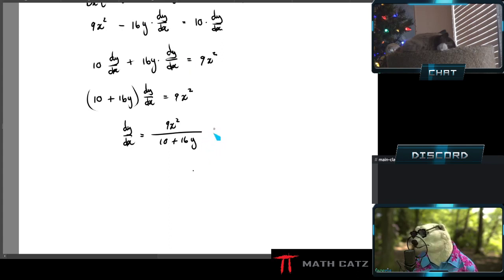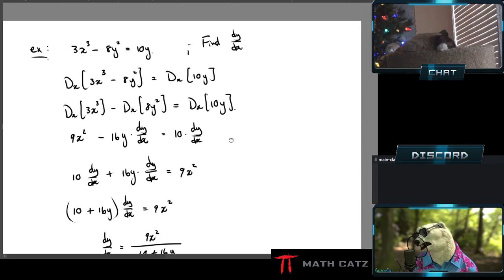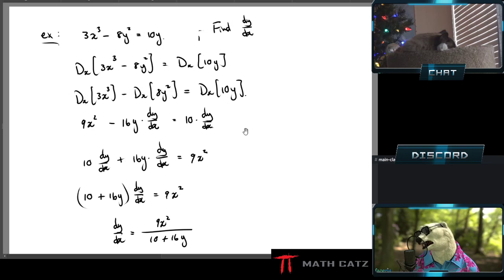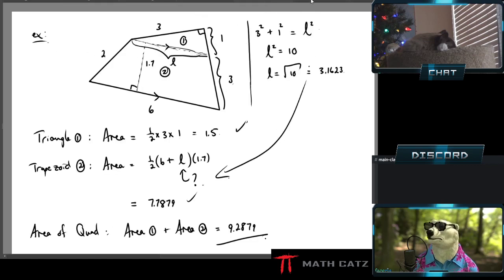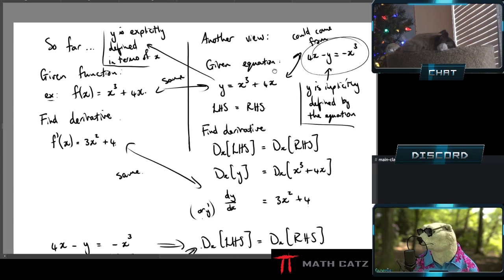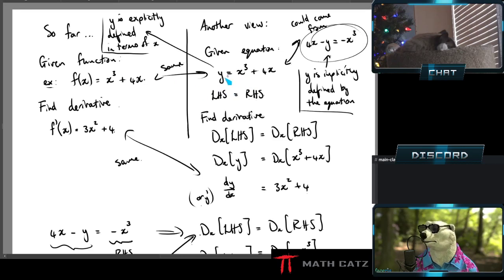Whenever my derivative depends on both x's and y's, the original one was not a simple function. And even if it was a simple function, implicit differentiation is always going to work. Even if I have a super simple function, implicit differentiation is still going to get me there.